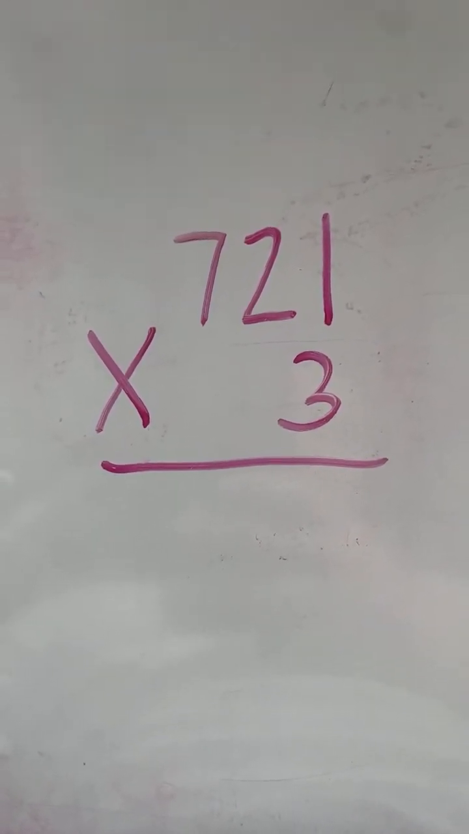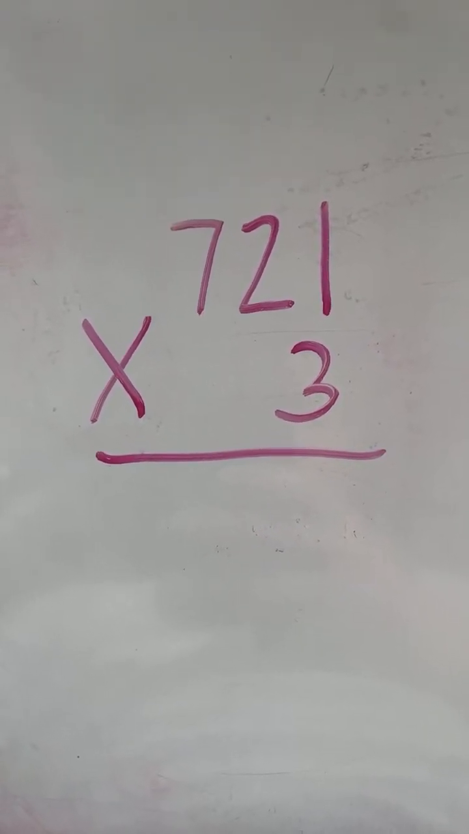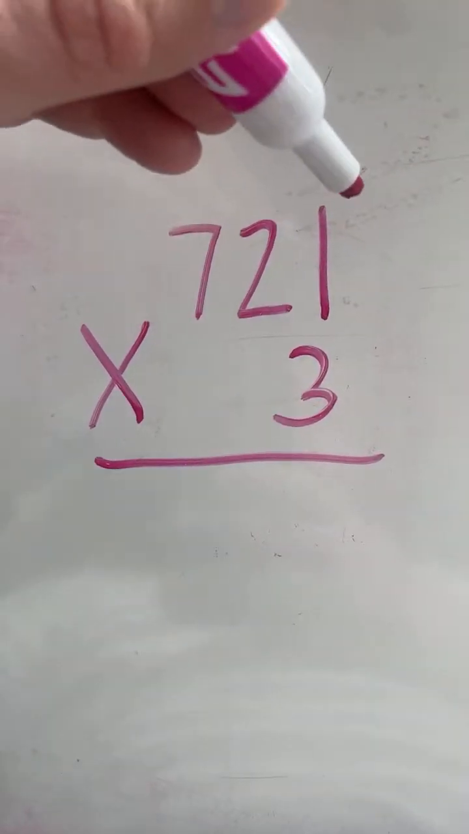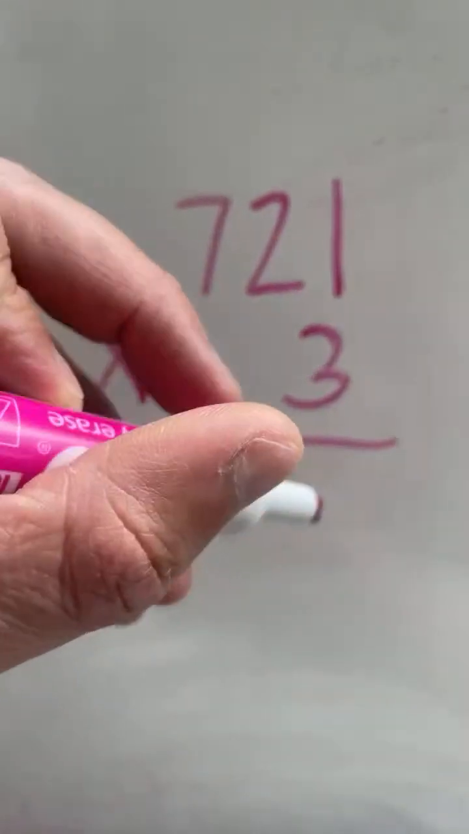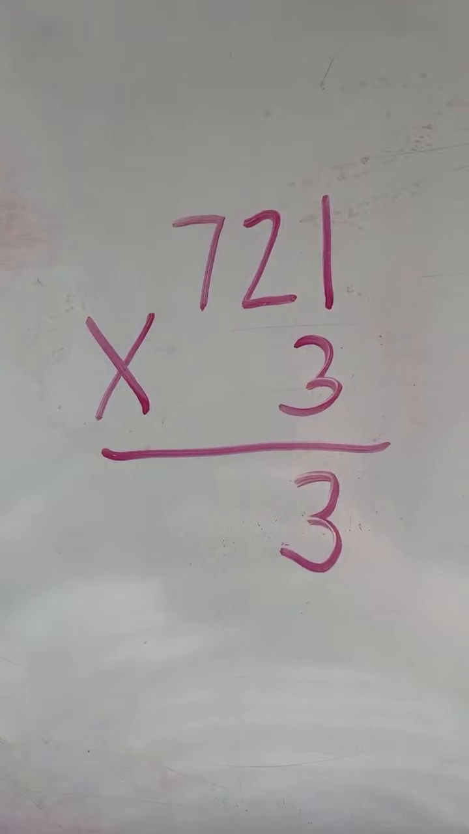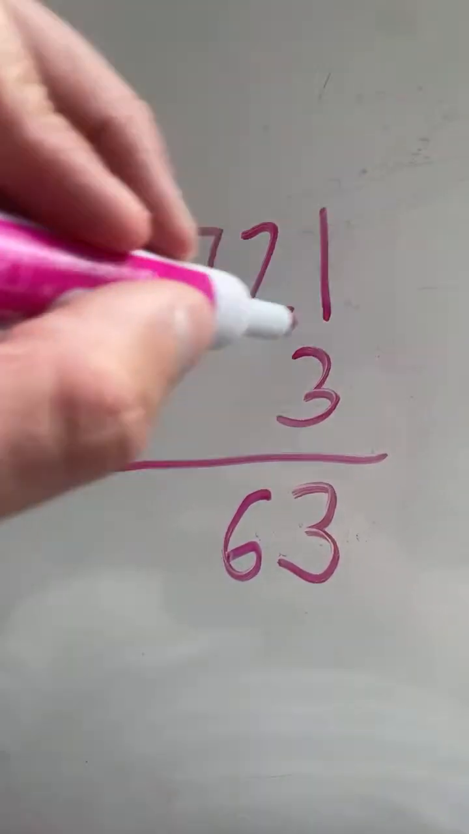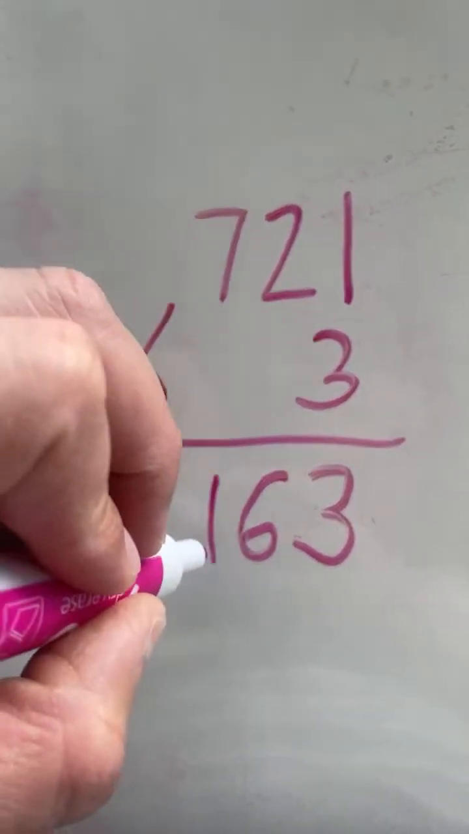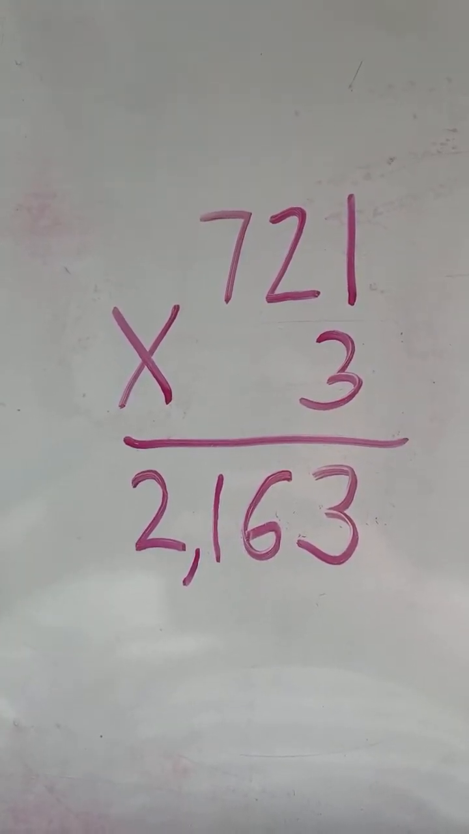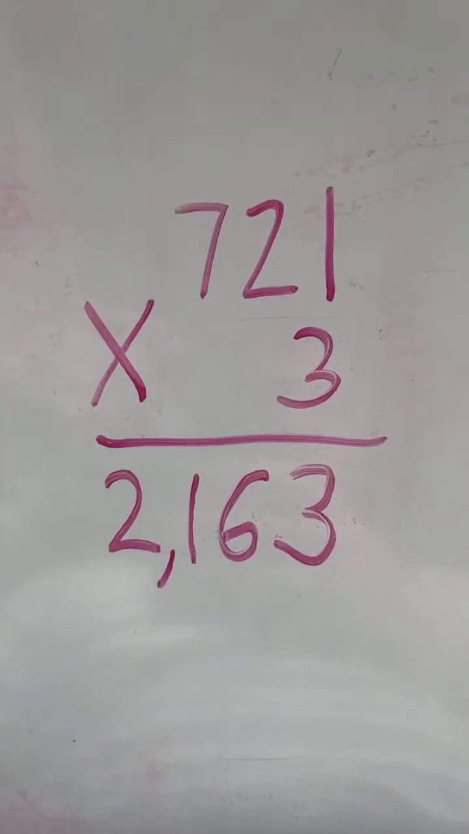So 721 times 3, think of this as 3 separate single-digit multiplication problems where we regroup if our product is 10 or more. Starting in the ones place, 1 times 3 equals 3. We do not need to regroup there because our product is less than 10. 2 times 3 equals 6. Again, no need for regrouping there. 7 times 3 equals 21. So we have our final answer. 721 times 3 equals 2,163.